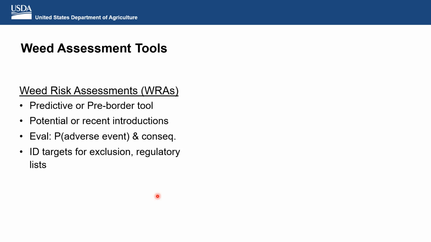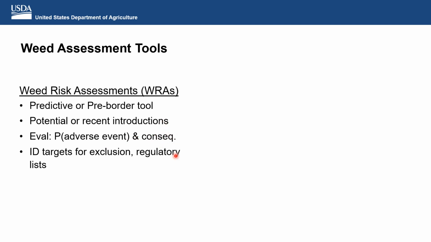Doug talked to you already about there being two types of assessments. Weed risk assessments are predictive or pre-border tools. Risk assessment in general evaluates the probability of some adverse event. That could be any event that you want to define, but in our case, it's the probability that a plant is going to be introduced, established, naturalized, and then spread across the environment. And of course, it's also an evaluation of the consequences of that event.